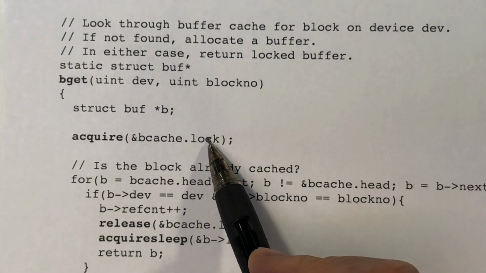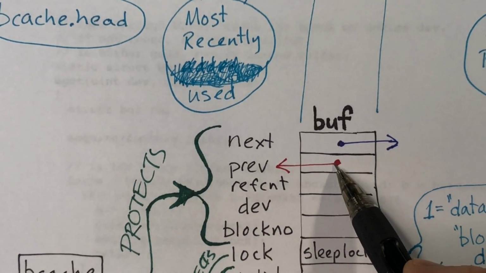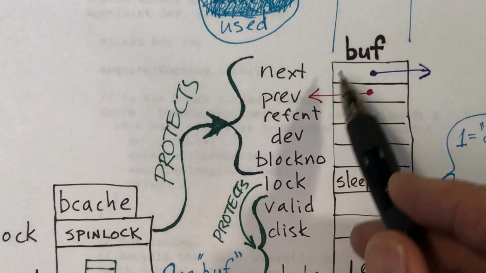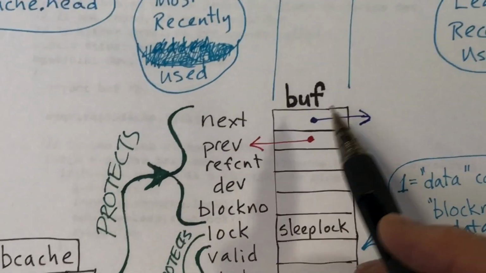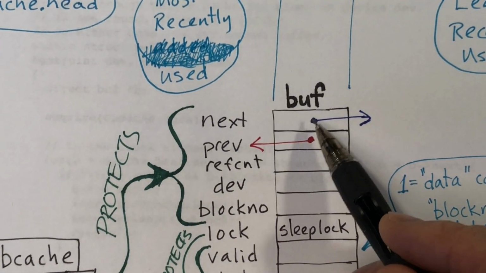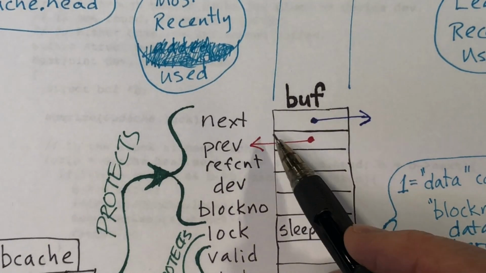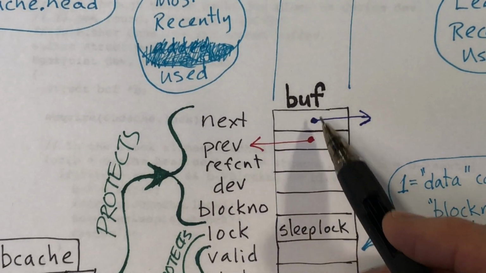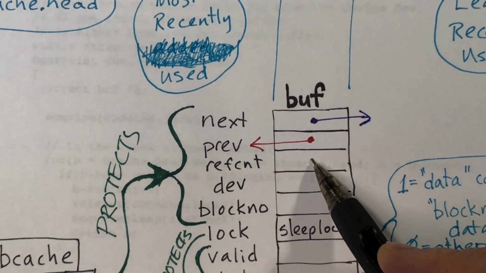Okay, we're going to be accessing this circular linked list. Here we're showing the next and previous pointers and the reference count. And these are protected by the spin lock in bcache. We're only going to be reading the next and previous pointers, but when fields are protected by a lock, we need to grab that lock and acquire it, even though we're only reading it. The reference count we will be both reading and modifying.